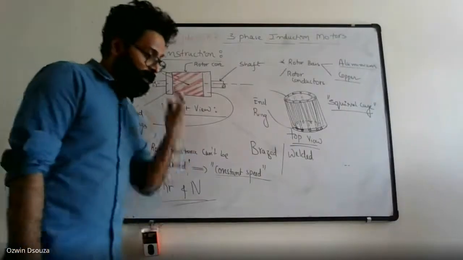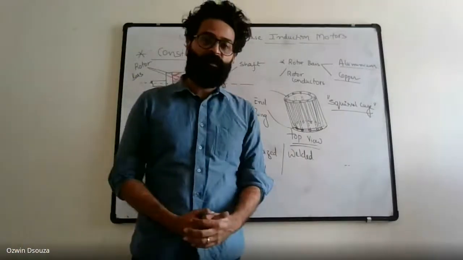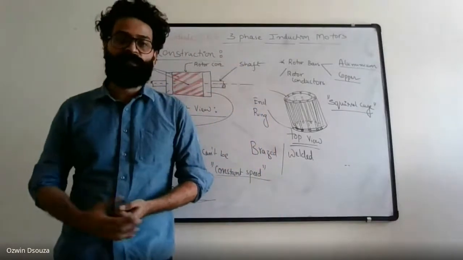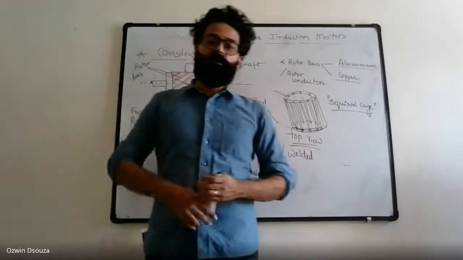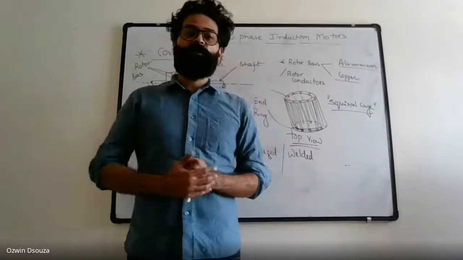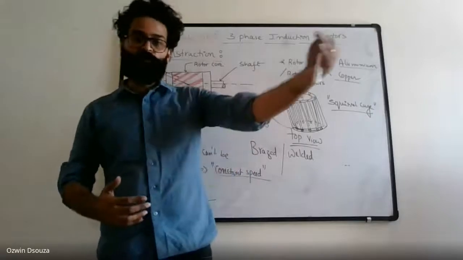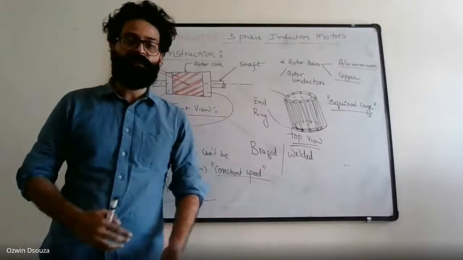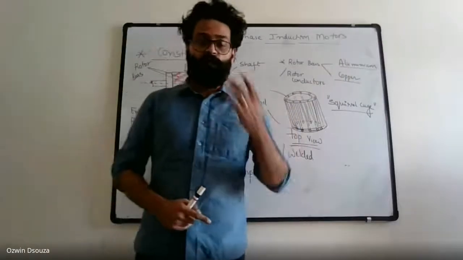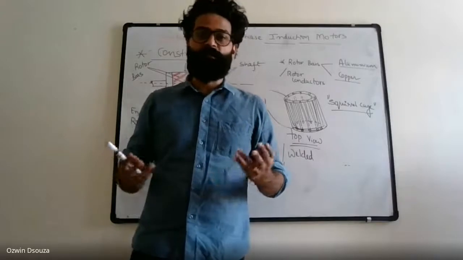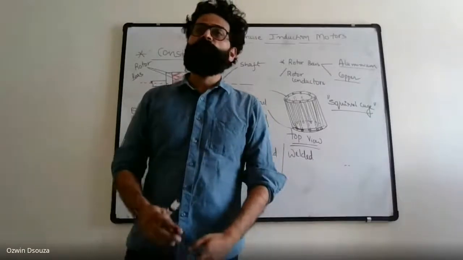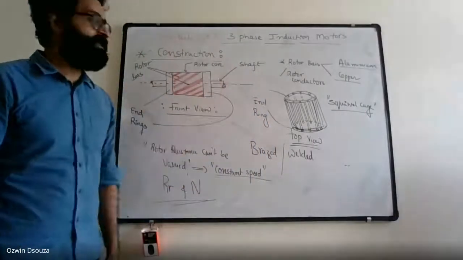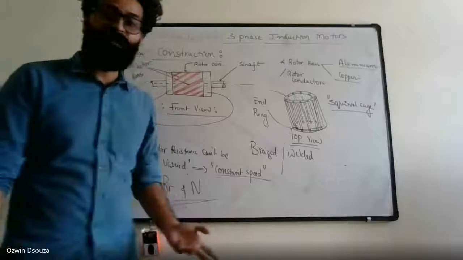Now, what is its effect on real-time applications? Let's say you want to build an electric car or electric vehicle. In an electric vehicle, you don't want constant speed. You want to vary the speed from a few RPM to several thousand RPM. A few RPM is during starting the vehicle, and thousands of RPM while cruising at, let's say, 60 or 80 kilometers per hour. So if your application is an electric vehicle, you cannot use such an induction motor because you cannot vary the speed.